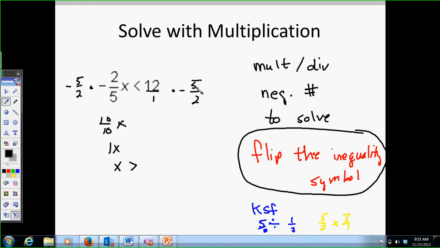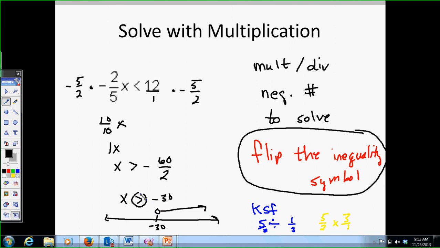Now, to multiply the right side, first of all, I have a positive number times a negative number, so my answer is negative because a positive times a negative is negative. 12 times 5 is 60. 1 times 2 is 2. This reduces to x is greater than negative 30. To graph, I'm talking about the number negative 30. I have an open circle to the right. X is greater than. This is pointed to the right. That's how they graph. So remember, whenever you multiply or divide to solve, you have to flip that inequality symbol.